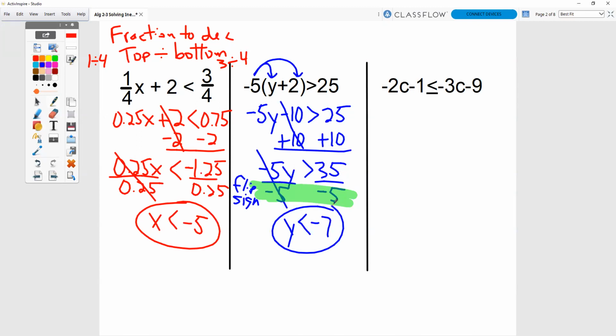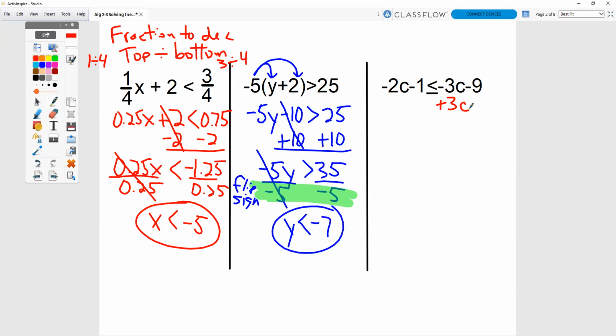In the third one, we have letters on both sides of the equal sign here. We have variables on both sides of the inequality. I always like working with the smaller of the two letters first. If you work with the smaller of the two letters first, you'll work with less negatives that way. Negative 3c is smaller than negative 2c, so that's the one that I'm going to work with. So to get rid of that minus 3c, I need to do plus 3c.